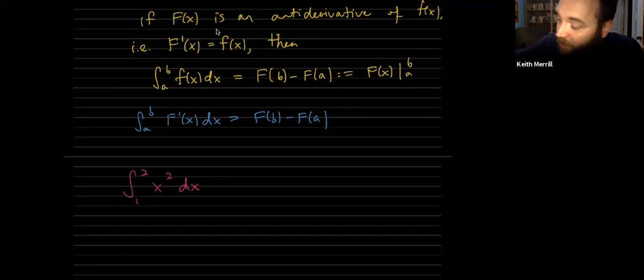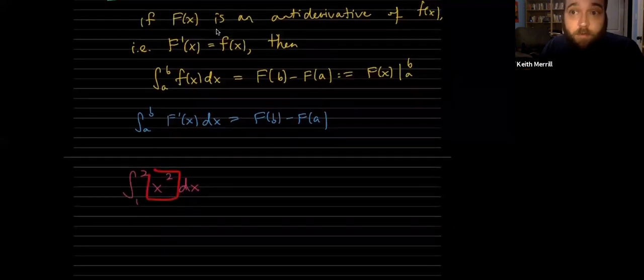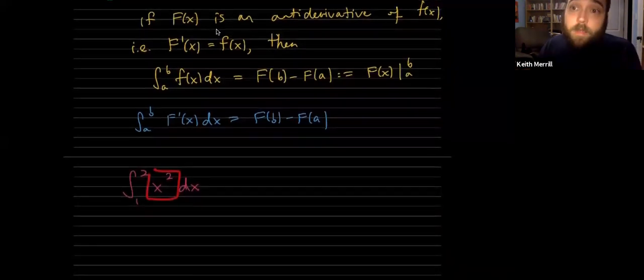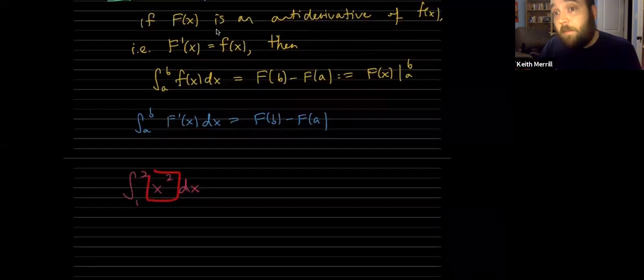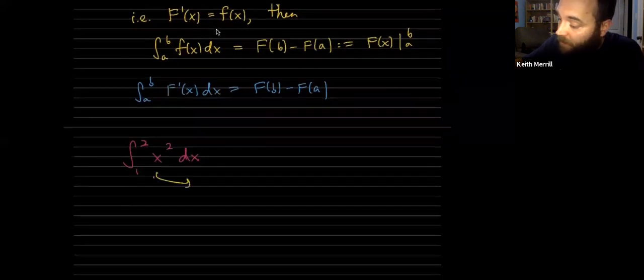So we look at our integrand. Our integrand is x squared. We have to find an antiderivative of x squared. You might be worried that it matters what antiderivative we pick. I'm going to show you in a second that it won't. But just to be clear, let's pick two. Let's find two antiderivatives of x squared, and we'll see that the answer works out the same for both of them.